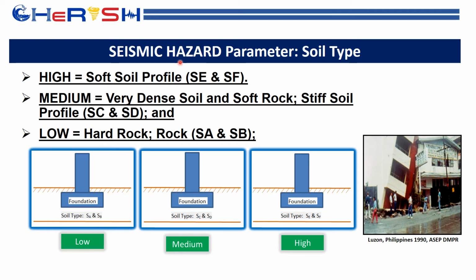The soil type, the seismic hazard parameter soil type, is another parameter for seismic hazard assessment. Soft soil like type E and F are classified as high, and hard rock and dense soil type A and B are classified as low risk. To determine the soil type, you can also use the Philippine earthquake model, where it represents the shear wave velocity, and there is a table wherein the soil type has its corresponding shear wave velocity.